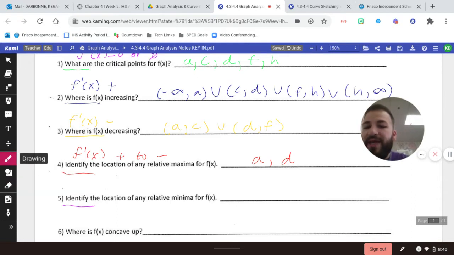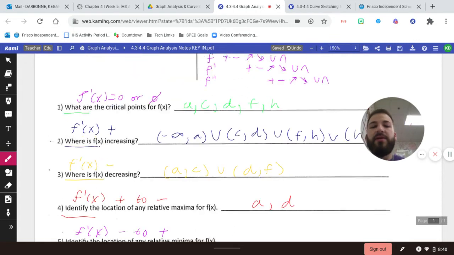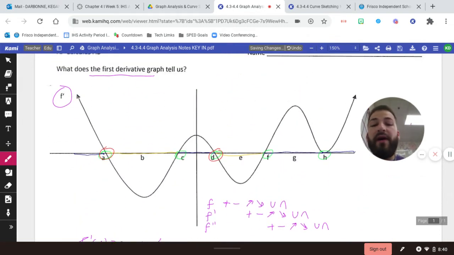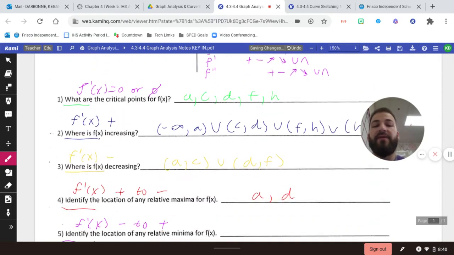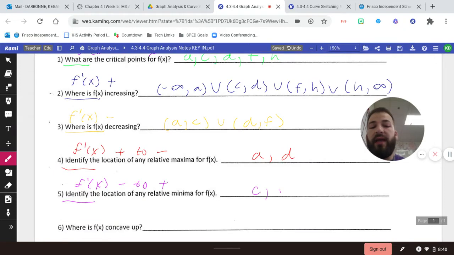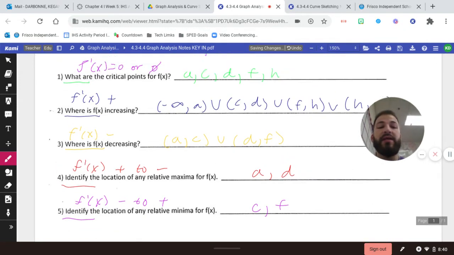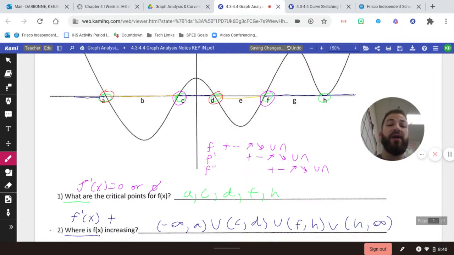So relative minima are when f prime of x goes from negative to positive. Up here on my graph, I go from negative values to positive values at C, and from negative values to positive values at F. So C and F. Notice there's one that I did not include: H, because at H, I go from positive to positive. So I don't actually cross through the x-axis at H, which means it's not a relative maxima or relative minima.